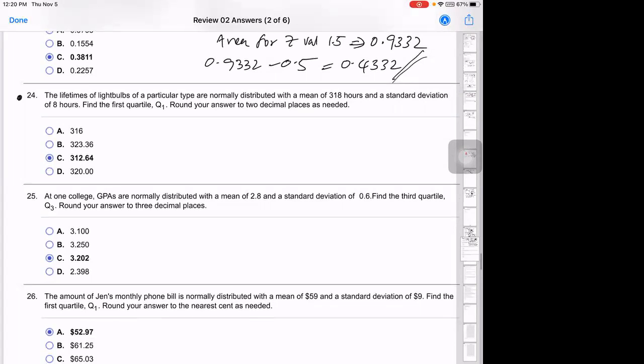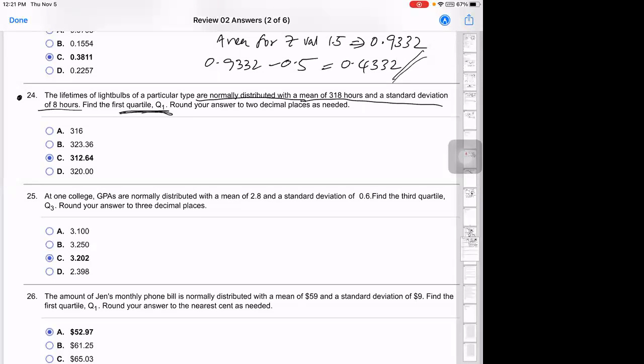Okay, let me check this 24. Why is 24 different? Okay, it is different. The lifetime of a light bulb of a particular type is normally distributed, with mean and standard deviation given. Find the first quartile.